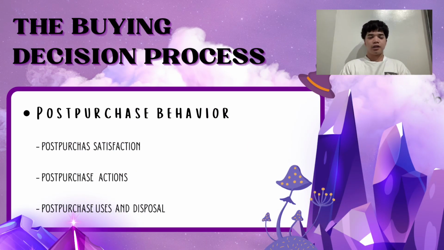This slide explains the post-purchase behavior stage in the buying decision process. Number 1. Post-purchase satisfaction. The consumer evaluates whether the product meets their expectations, influencing future purchases and brand loyalty. Second is post-purchase actions. If satisfied, they may recommend the product. If dissatisfied, they might return it or leave negative reviews. And last is post-purchase use and disposal. Consumers decide how to use, repurpose, or dispose of the product, impacting sustainability and brand perception.